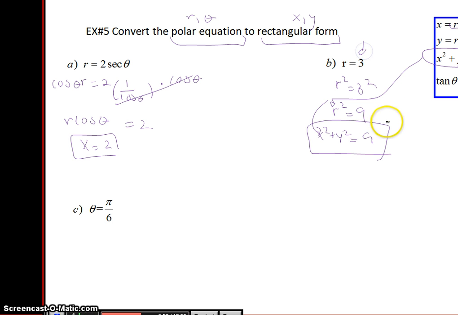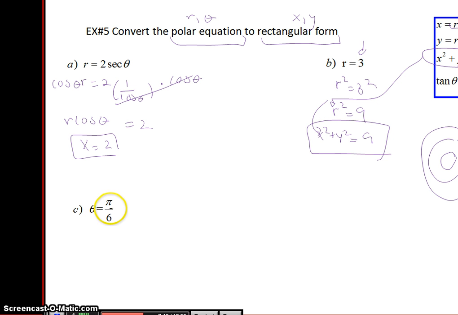r equals 3. Well, that means, if you think of your polar graph paper, it's your third circle out, and there's no restriction on your angle theta, right? So we don't have to go just to some point. It's all the angles theta on the third circle out. So it's a circle of radius 3. Same idea, just different coordinate system.